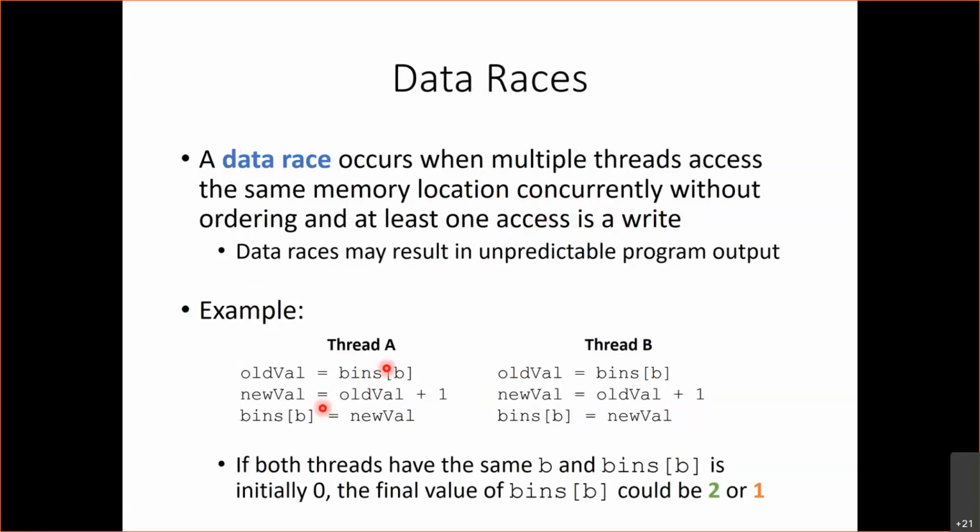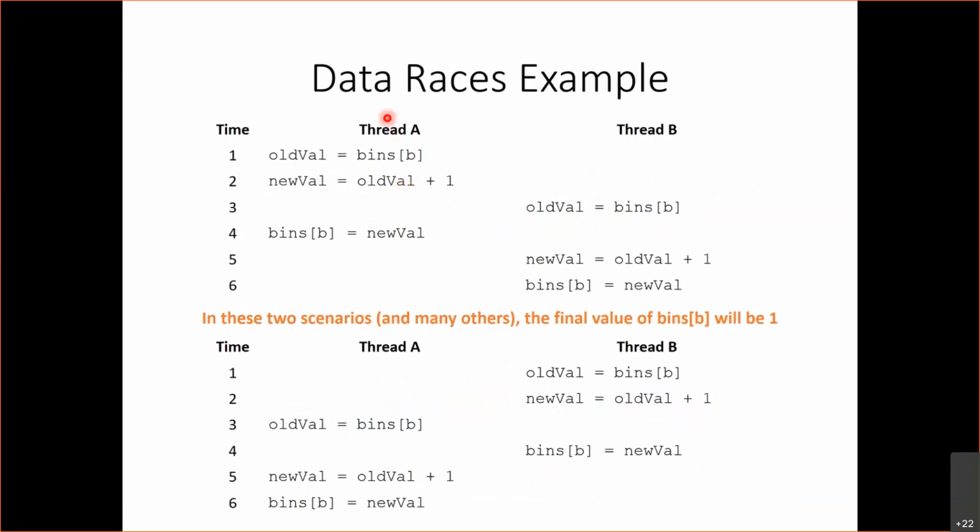And we saw that, if I have a thread that's doing load, add, and store, and another thread that's doing load, add, and store, depending on how the instructions of these threads are interleaved in time, the outcome could be 2 or it could be 1. For example, here I could have thread A load and add, but then before thread A stores, thread B will load a stale value, and then it will add, and then it will store. So even though two threads are incrementing bins of B in this example, only one of them will succeed to do the increment, and the final value will be 1.